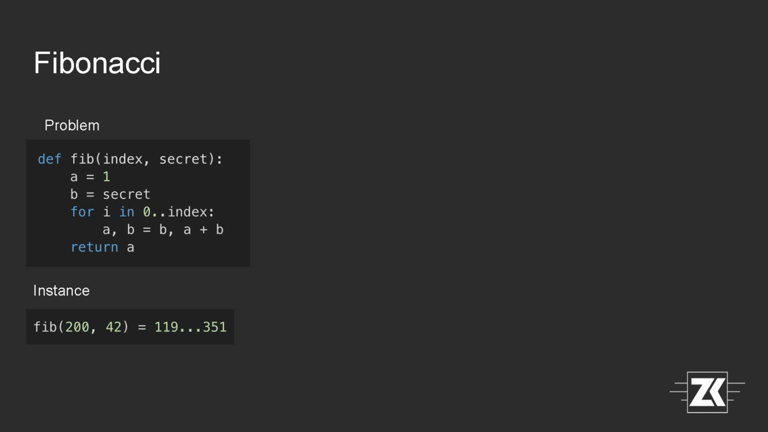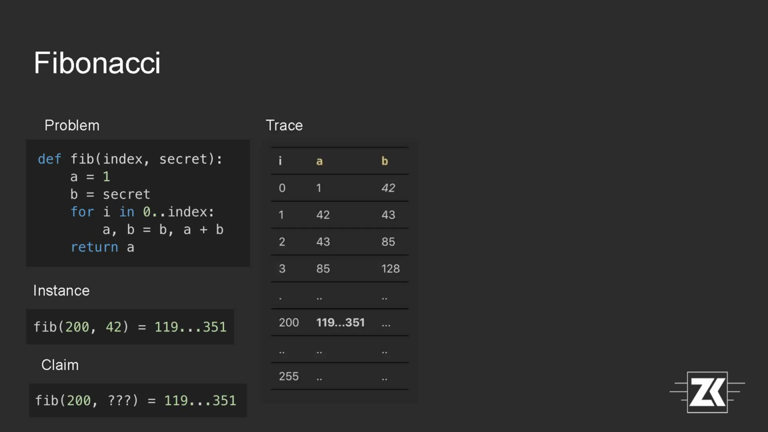All right. Now we want to create a zero-knowledge claim around this, and our claim is going to be this. We have a Fibonacci which has as input 200 and something that I'm not going to tell you, but the outcome will be this, and I'm going to prove to you that I know what needs to go into these question marks. So first thing we do, we create the trace table. It's really just going through the algorithm, taking your variables, and tabulating their values, which looks like this.